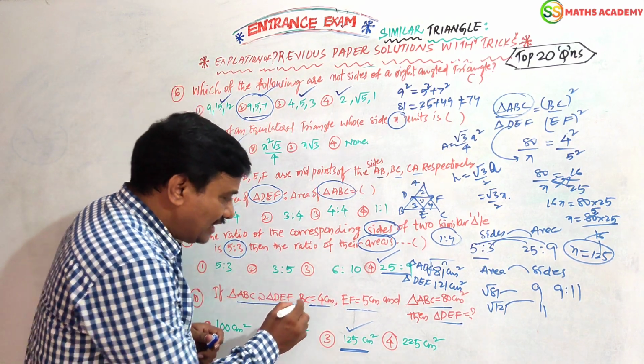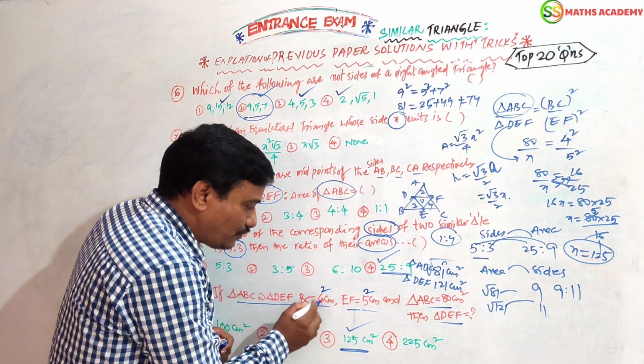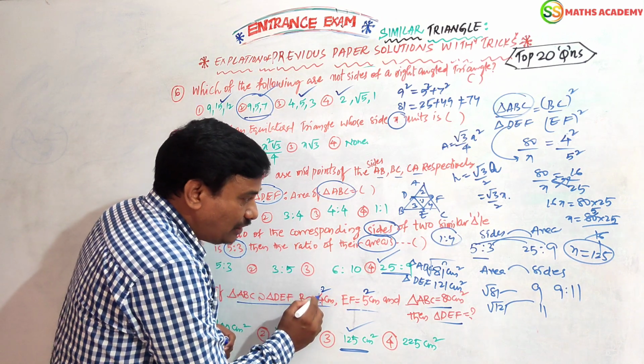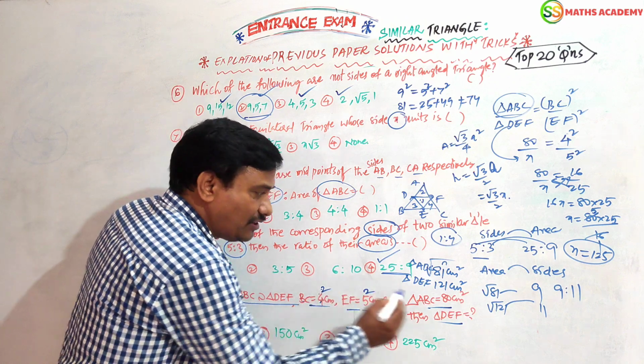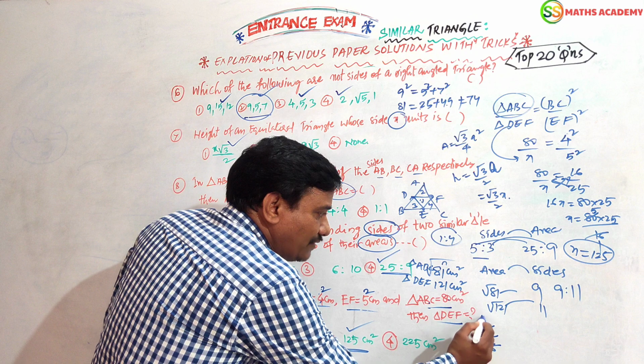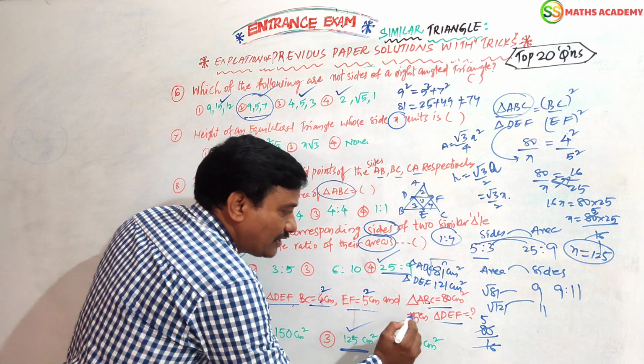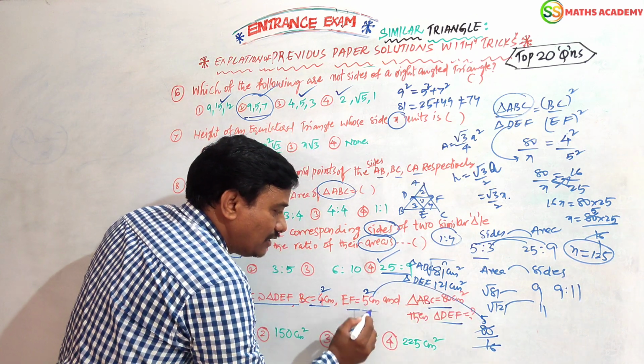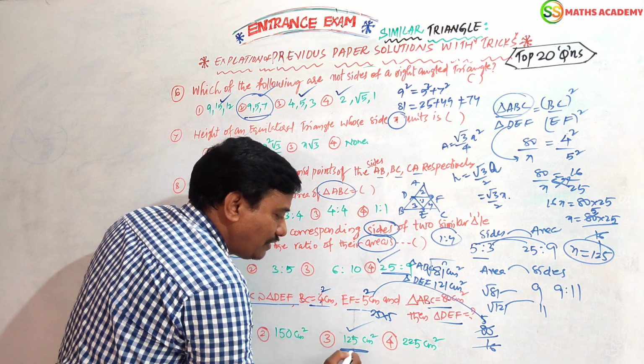I want to tell you the direct answer. Let us see. You can square it. 4 squared means 16. Here the BC value, divide ABC by it only. So 80 by 16 is 5. 5 into this 5 squared. 5 squared is 25, 5 into 25 is 125.